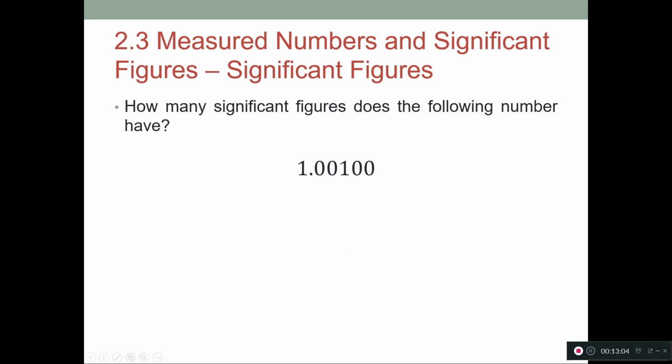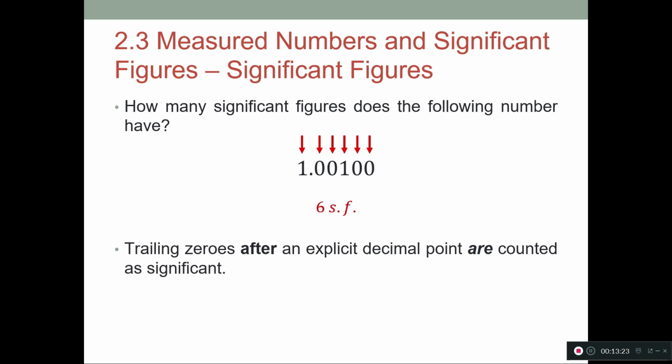Now, if we put that 1 there before the decimal point, now we have to count all of these digits as significant, because now those are not trailing zeros between that first one and that second one. Those are zeros that are between two non-zero numbers, and so now those are counted as significant. And so that means this would count as 6 significant figures.